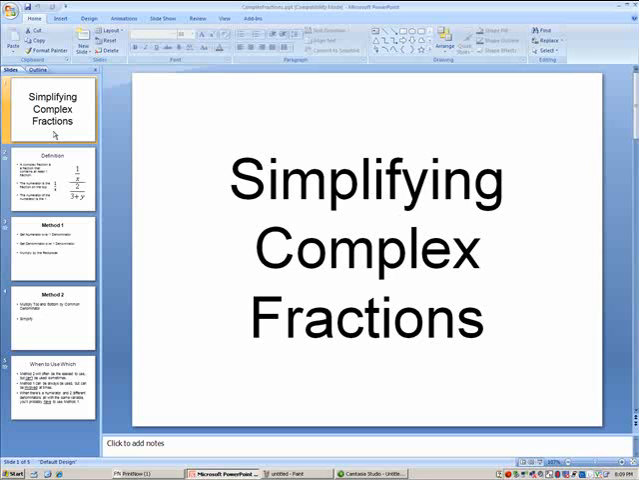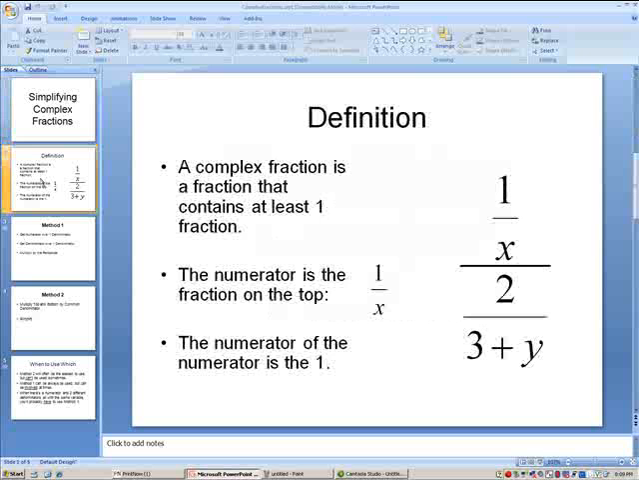This video will be dealing with simplifying complex fractions. Complex fractions are fractions within a fraction. For instance, the one over here, 1 over x over 2 over 3 plus y. It's important to understand the terminology used. The numerator is 1 over x. The denominator would be 2 over 3 plus y.